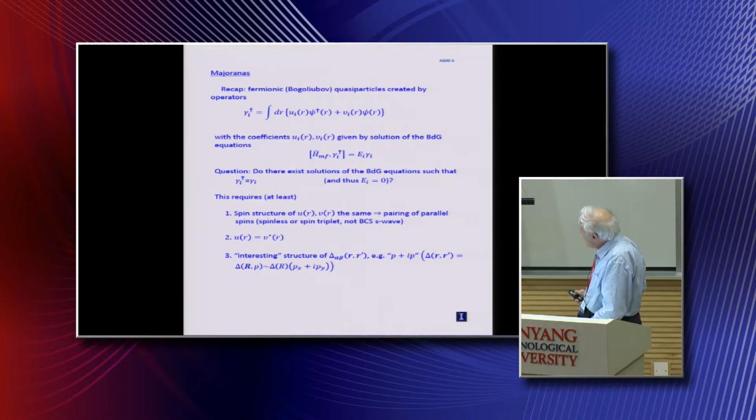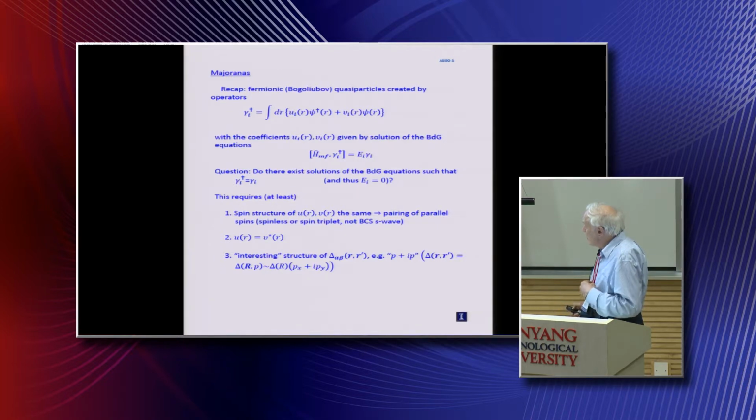First of all, the spin structure of the u and v coefficients must be the same. In other words, you must get pairing of parallel spins, not, as in BCS, simple s-wave pairing. But there are systems in which this happens, and we'll come to a few of them. Secondly, it must be the case that for the solution of your Bogoliubov-de Gennes equations, you have this relation between the u and v components. This is the particle amplitude and the hole amplitude.